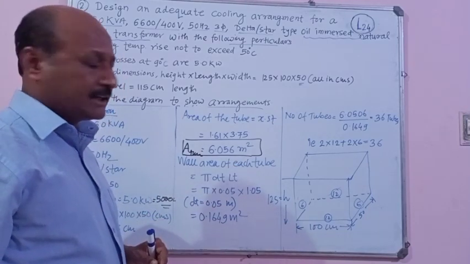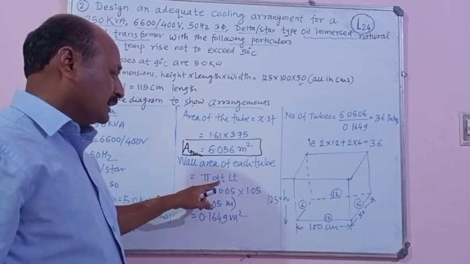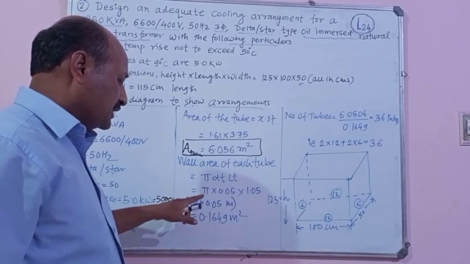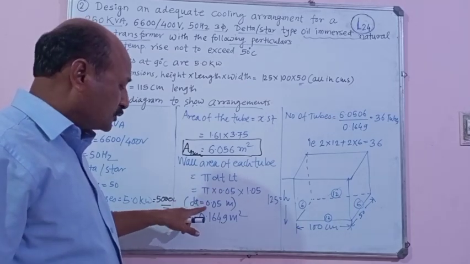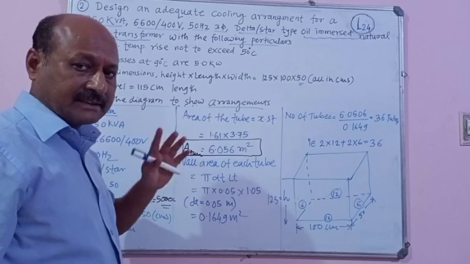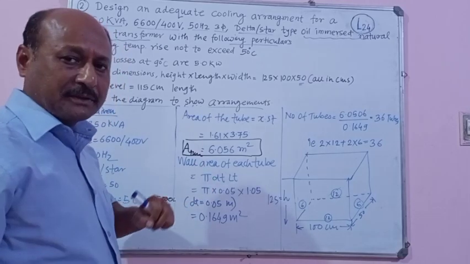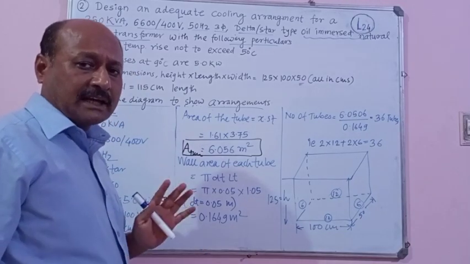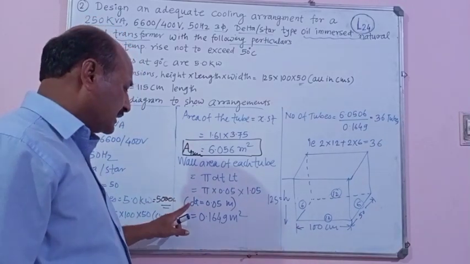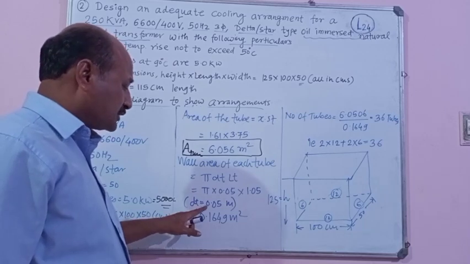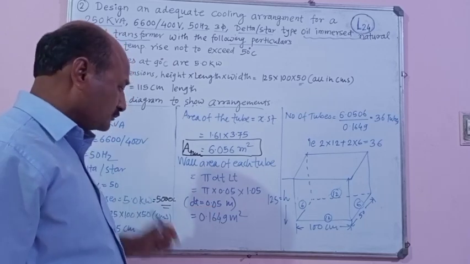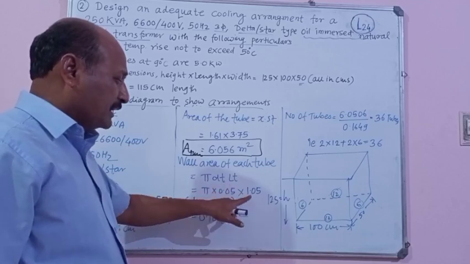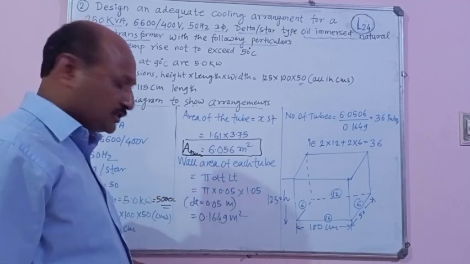How will you calculate the wall area of each tube? Pi, that is, the diameter of the tube, multiplied by the length of the tube. So here we are assuming that the diameter of the tube equals 0.05 meter. In the last numerical, the diameter of the tube is not given, so here this data is missing. Whenever the diameter of the tube is not given, under that condition you have to assume the diameter of the tube equals 0.05 meter. So pi into 0.05 meter multiplied by the length of the tube, that is 1.05 meter.